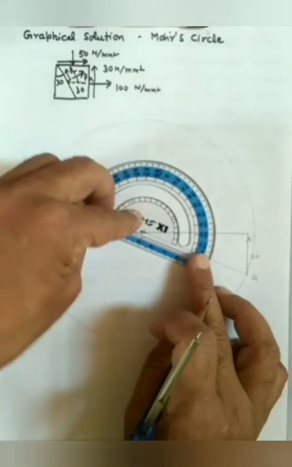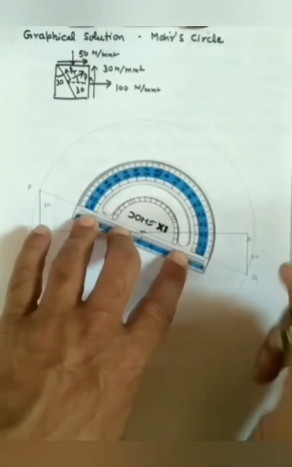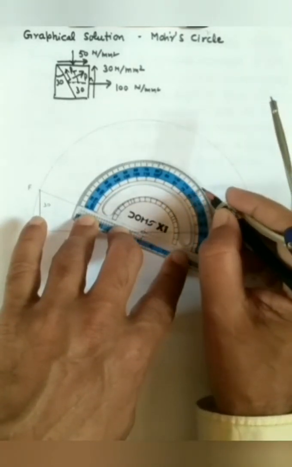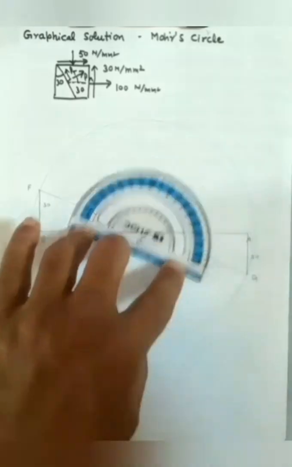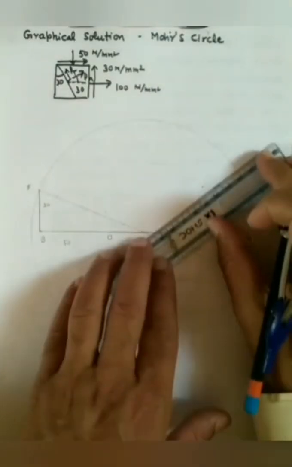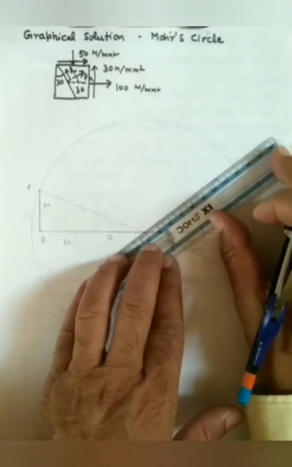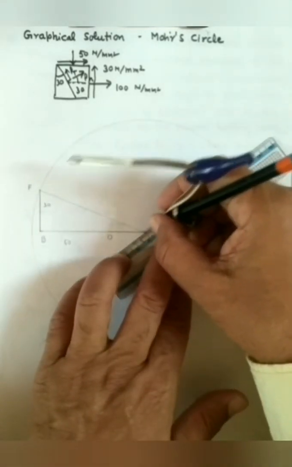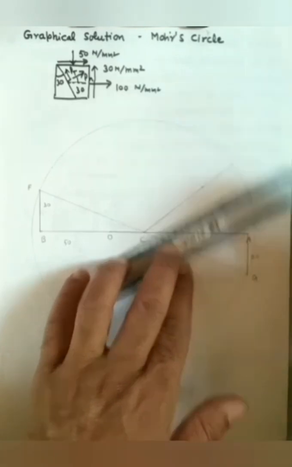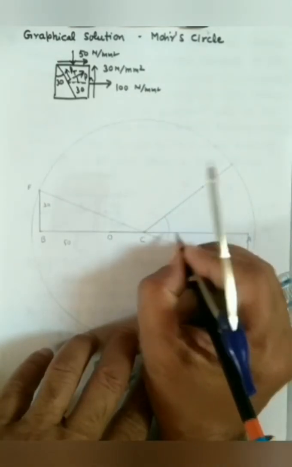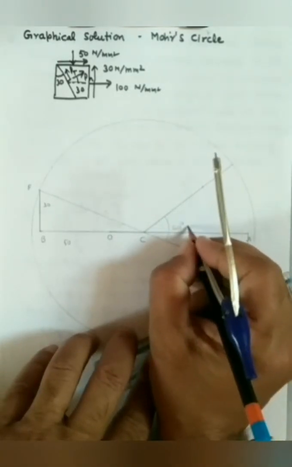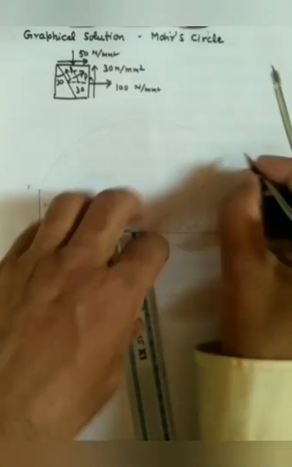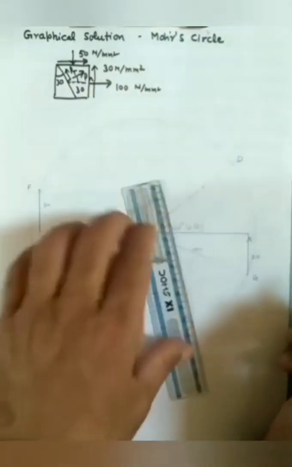Now we will rotate the line CZ by 2 theta, that is by 60 degrees. Let's mark the point and extend this line till the circumference of the circle drawn. So from C we will draw a radial line till the circumference. The angle is 2 theta. Since theta is given 30, we will take 60 degrees. Let the point be D.